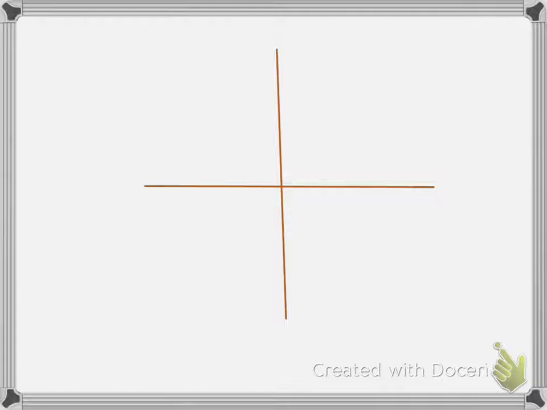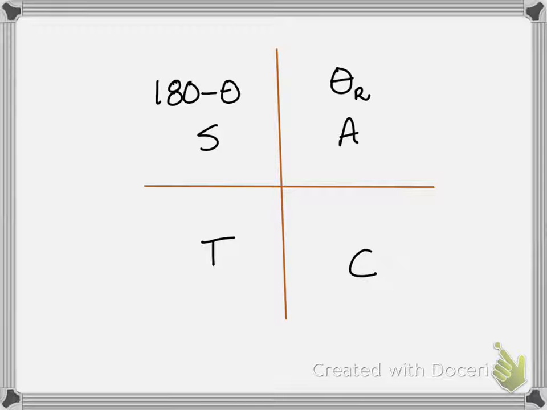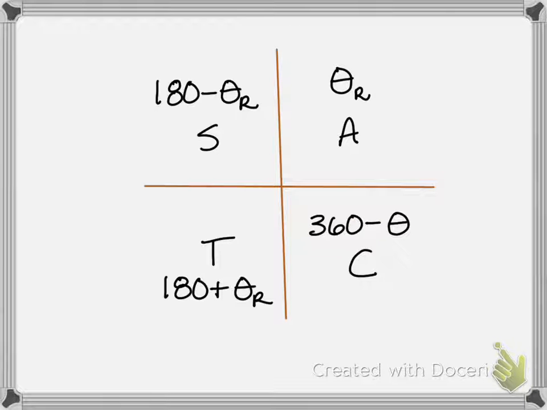On your formula sheet, you have the All Students Take Calculus, but inside that, there are four formulas. The first formula was theta. On your worksheet, would you please put a little R there, because I did forget to put that. On the second quadrant, there was 180 minus theta, also put an R there. On the third quadrant, there's 180 plus theta R. And on this one, the formula was 360 minus theta, also put an R.